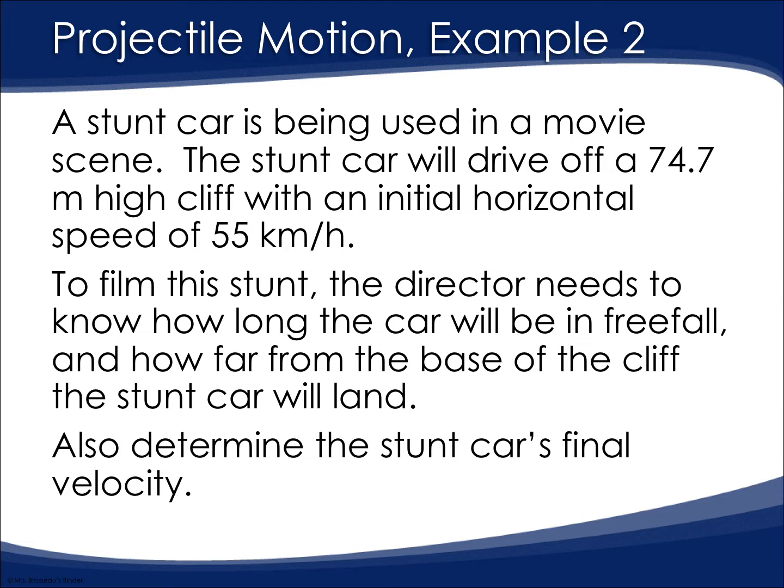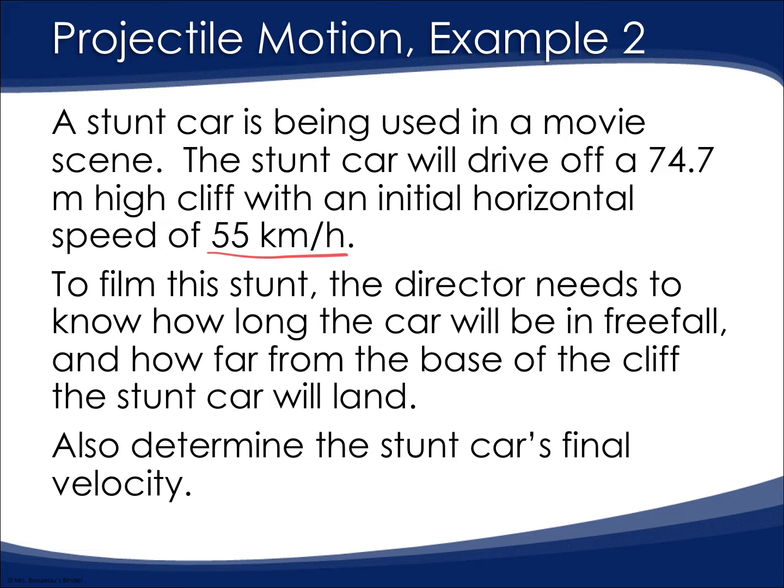Okay, so a stunt car is being used in a movie scene. The stunt car will drive off a 74.7 meter high cliff with an initial horizontal speed of 55 kilometers per hour. Notice that's not in meters per second. We'll have to convert. To film the stunt, the director needs to know how long the car will be in free fall, and how far from the base of the cliff the stunt car will land. So we're looking for time, and we're looking for horizontal distance and final velocity.